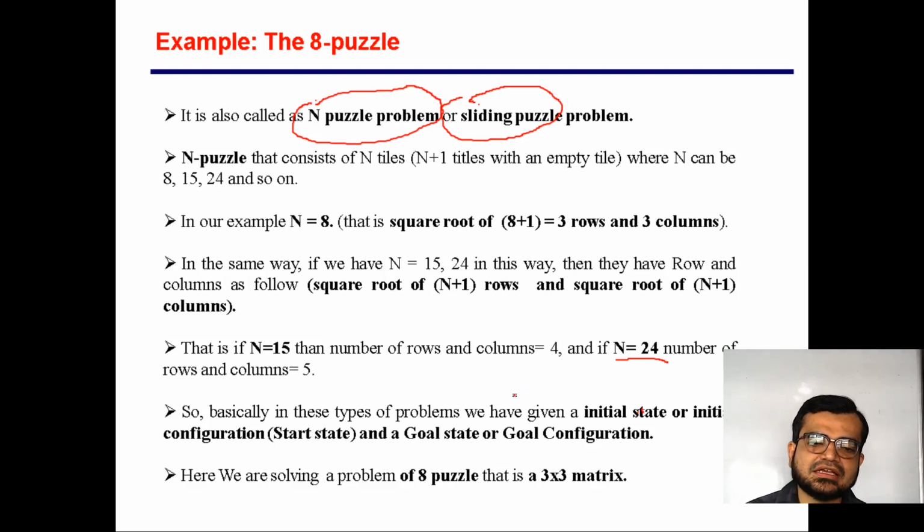So basically this is the way by which you can design the number of rows and the number of columns that can be taken for the given puzzle problem. So it depends on the problem which has been asked. If it is 8 puzzle, you can take 3 by 3. If it is 15 puzzle, you can take 4 by 4.